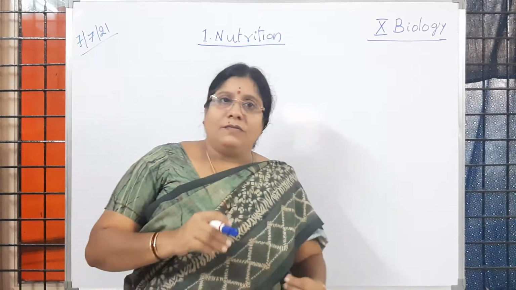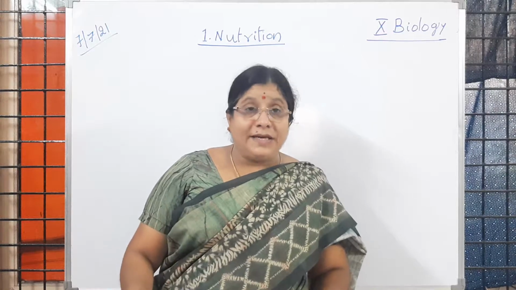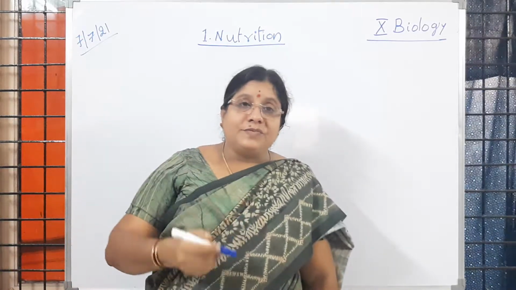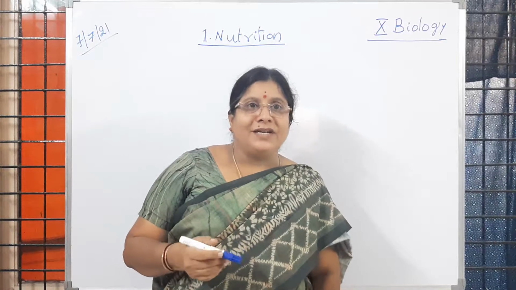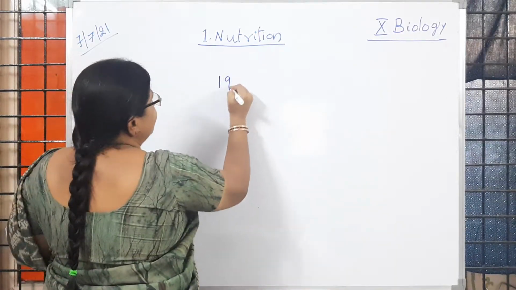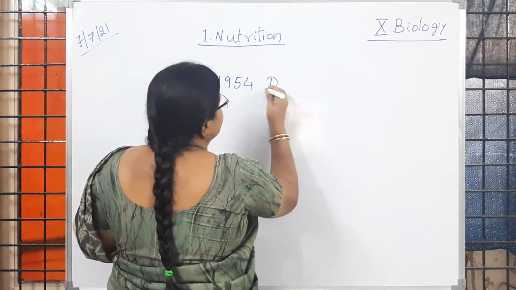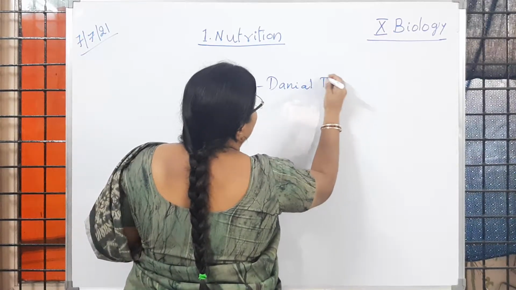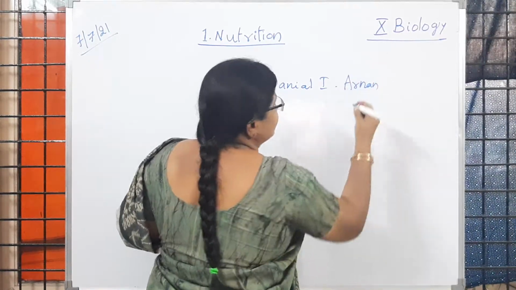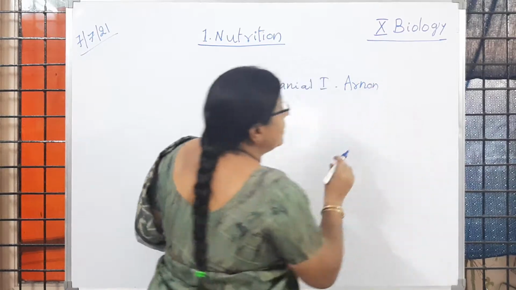Then you learned about the internal structure of the leaf, and in what way the mechanism of photosynthesis happens, and what the different steps involved in the process of photosynthesis are. All of it was studied by another scientist in 1954, whose name is Daniel I. Arnon.